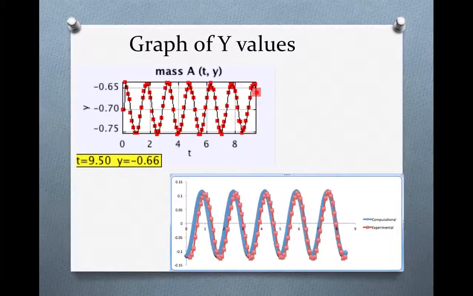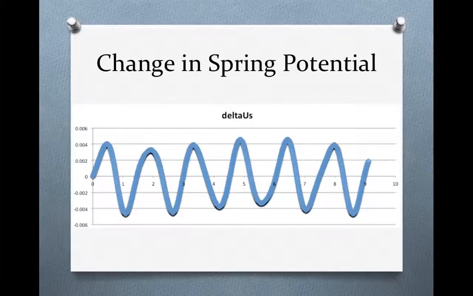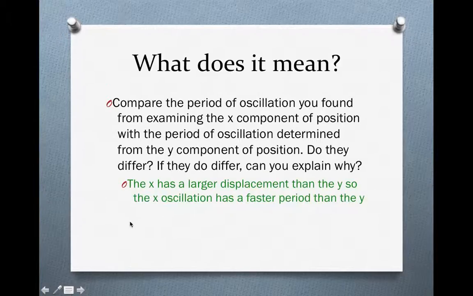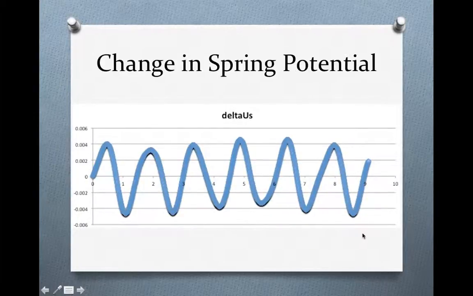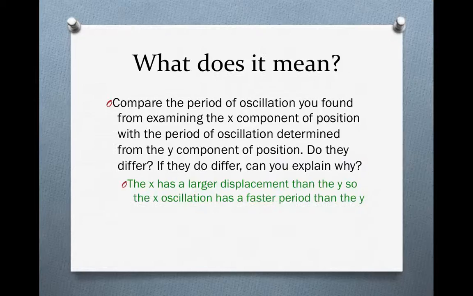We did the same for the Y values. You can see the same results. This is the change in spring potential. It's not uniform, but it's necessary to assume that the work done is equal to 0.